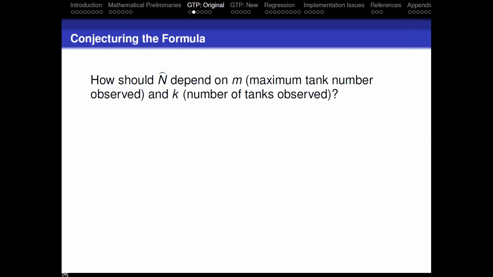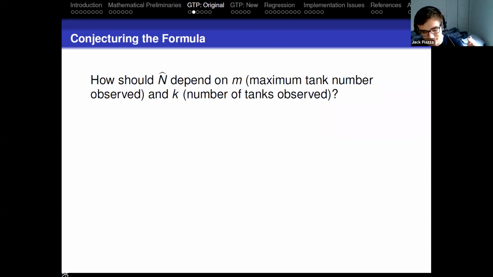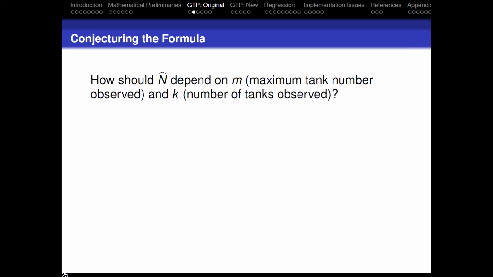Okay, why between m and 2m? So the maximum, it has to be greater than or equal to that because you've already observed that number of tanks. 2m because, assuming you've observed at least one tank, that's kind of like your average, and so you could double. If you observed a lot more than that, then it would be unlikely that all the tanks are in the bottom half. Excellent. So it should be somewhere between m and 2m.